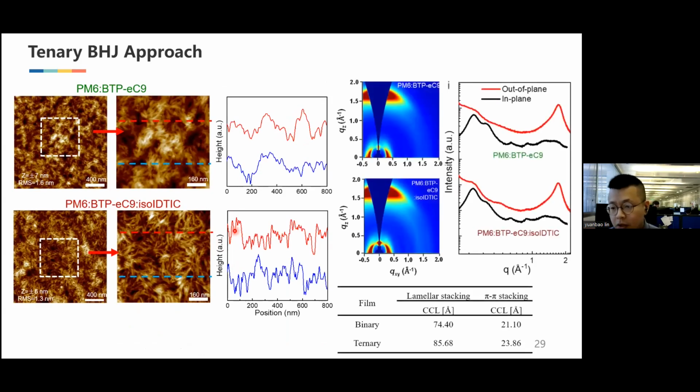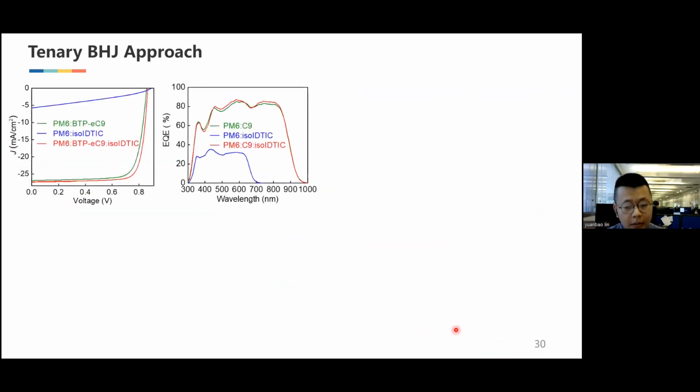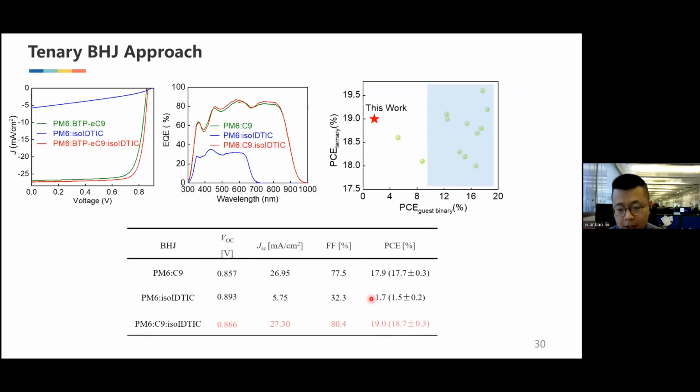We also got some pi-pi stacking order from GIWAXS data. The ternary has higher crystallinity in the pi-pi stacking, and also a slight increase in the lamellar stacking. Because the absorption of iso-IDTIC is very close to PM6, in the binary PM6:iso-IDTIC we only got 1.7% PCE. But if we add it to PM6:BTP-eC9, we can enhance the PCE, which increases the photocurrent because the fibrous structure can enhance charge transport, and also slightly increases the VOC.